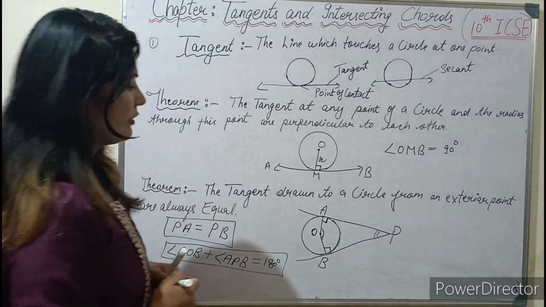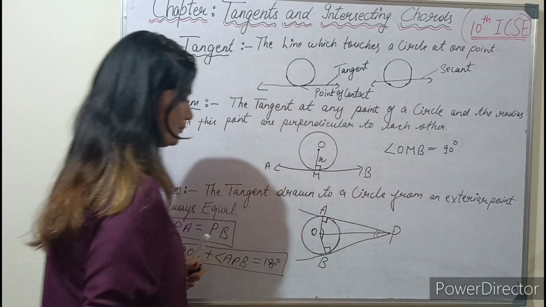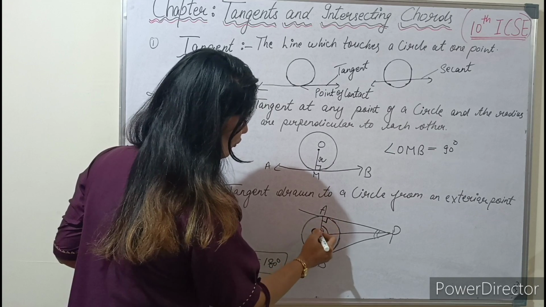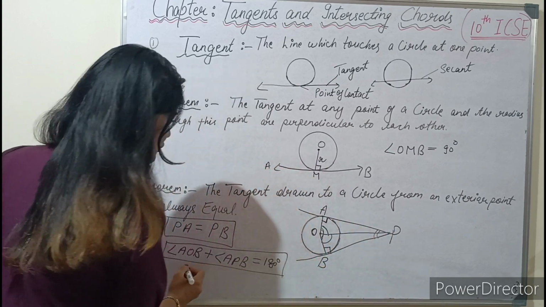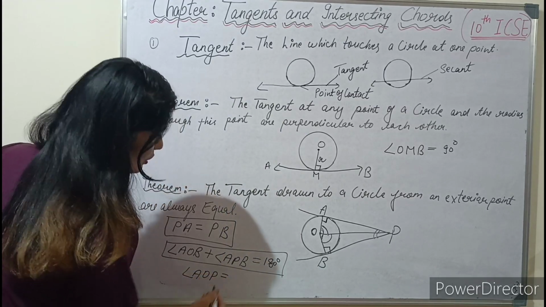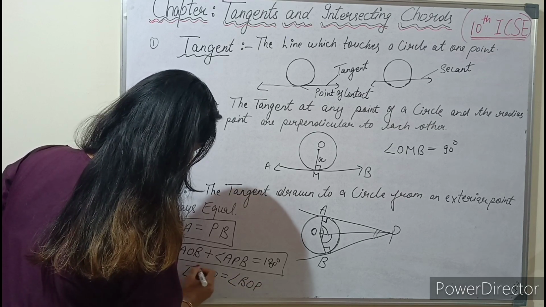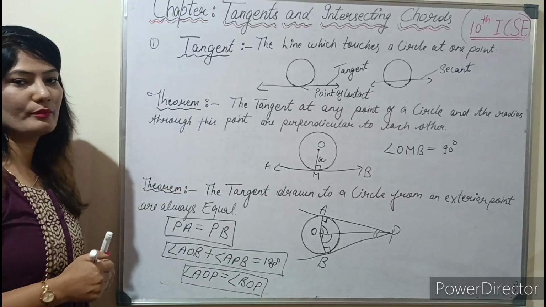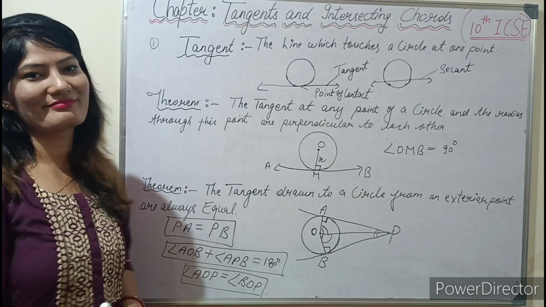Also we can conclude one more thing, like if I join this side OP, so from here this angle is angle AOP and this angle is angle BOP. So we can conclude that angle AOP is equal to angle BOP. So these are the important theorems you have to keep in your mind. So please have a look.